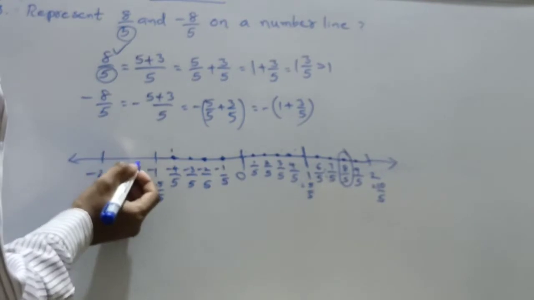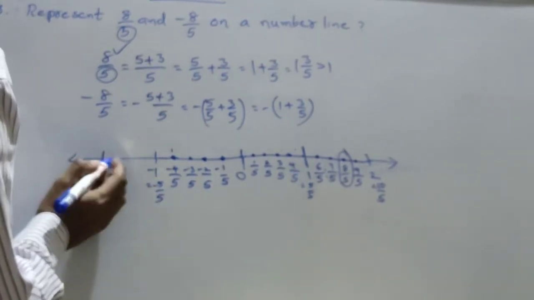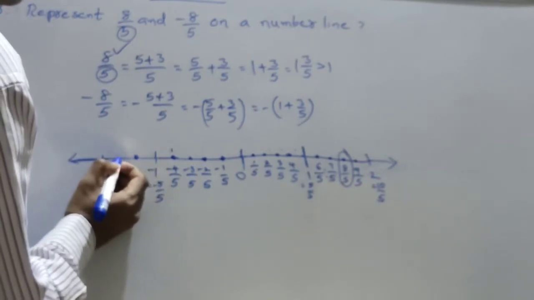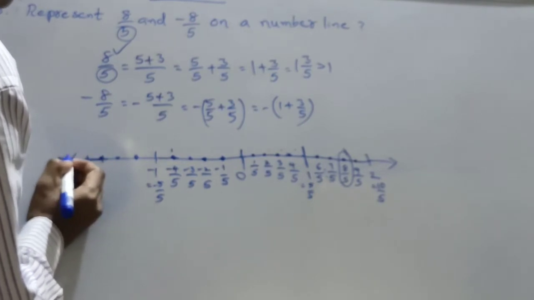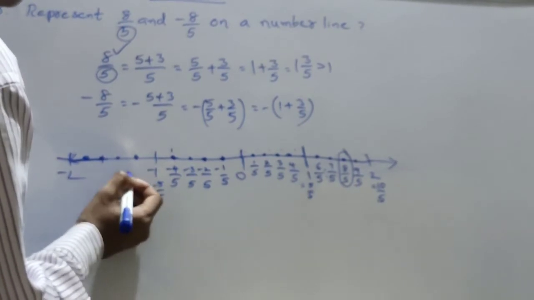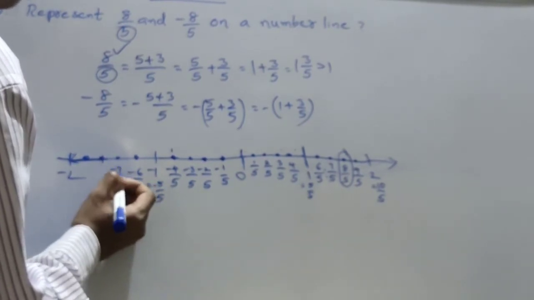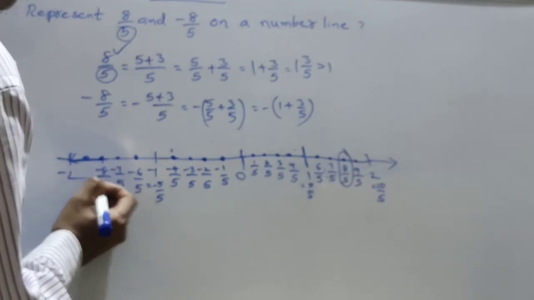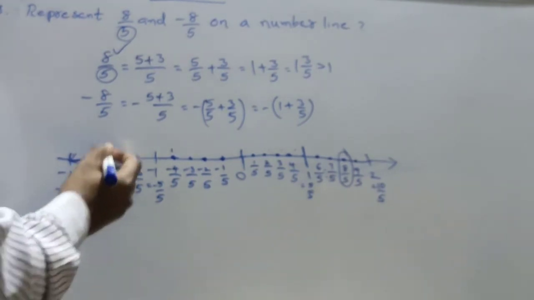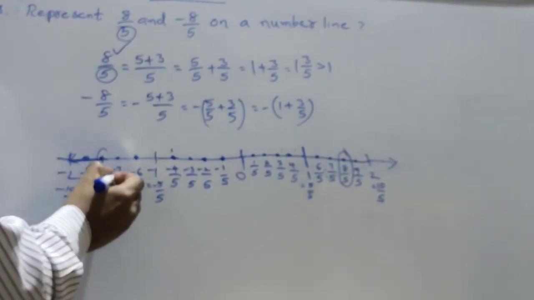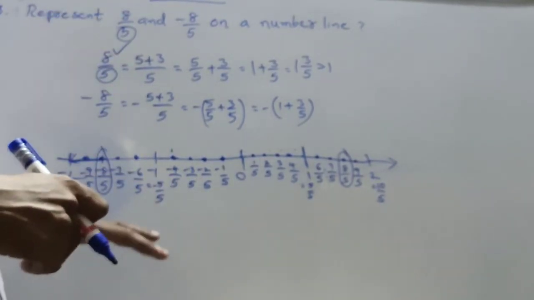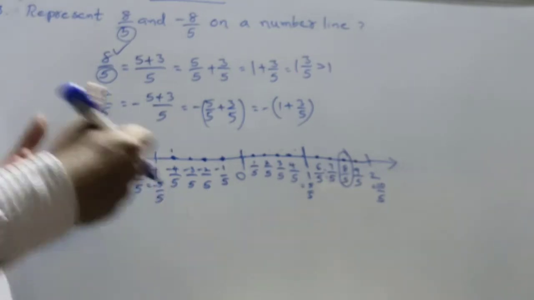Next, after -5 by 5, keep 4 points in between -1 and -2. So now again here after -5 by 5 you can write -6 by 5, -7 by 5, -8 by 5, -9 by 5, and this -10 by 5. So here we got -8 by 5. Like that we can easily represent the fractions on a number line. So do practice these type of sums well. Okay, next.